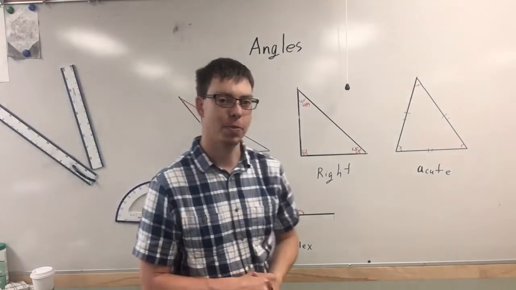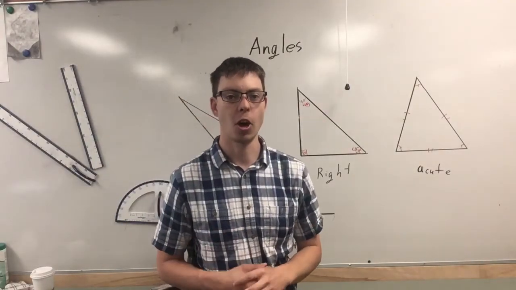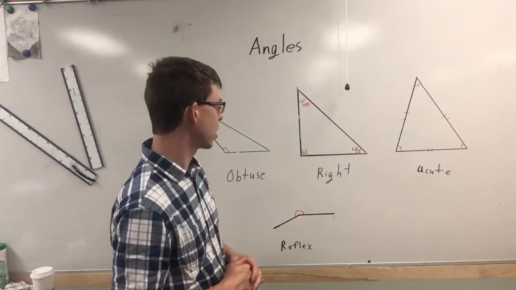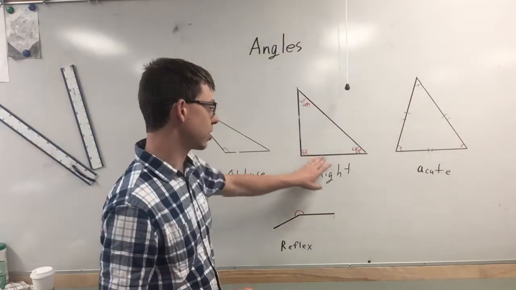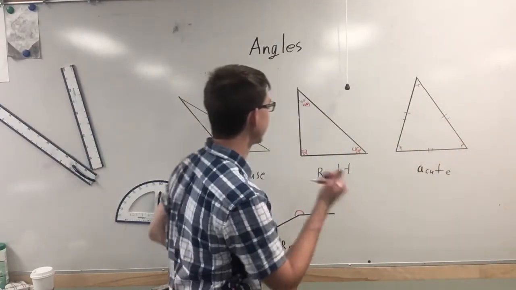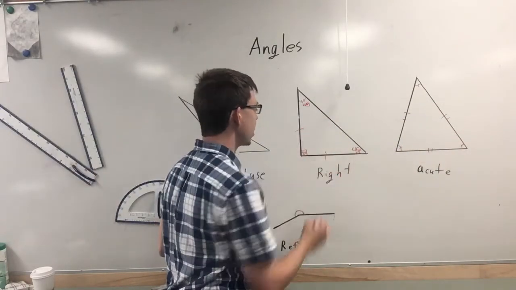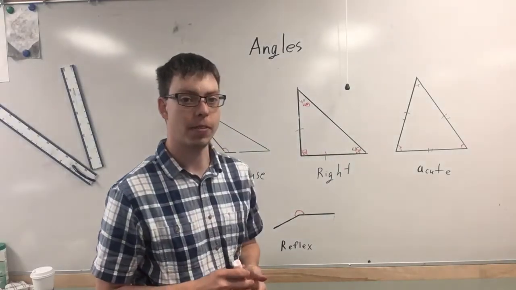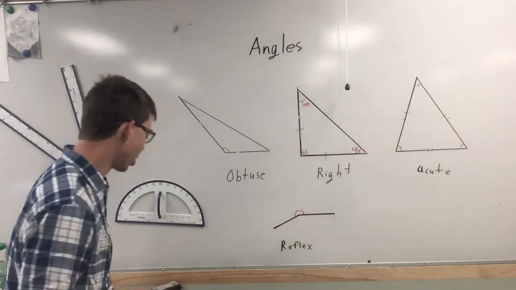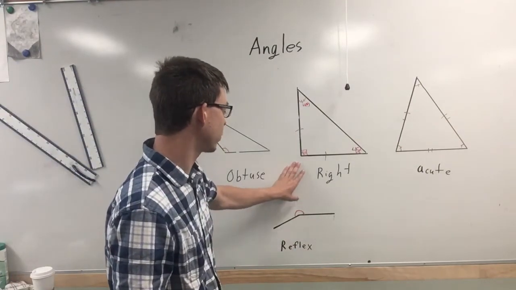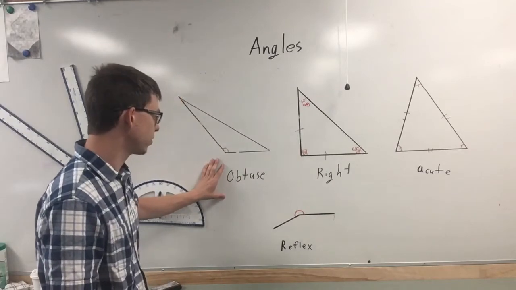The important thing to remember is in all triangles, all the angles will always add up to 180 degrees. Okay? So if this is 90 degrees and these two sides are equal, which will be shown by a tick, then these two angles will both be 45 degrees. But let's talk about the different types of angles. We have a right angle triangle. We have an obtuse triangle.